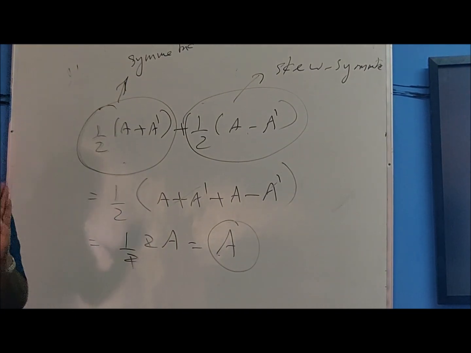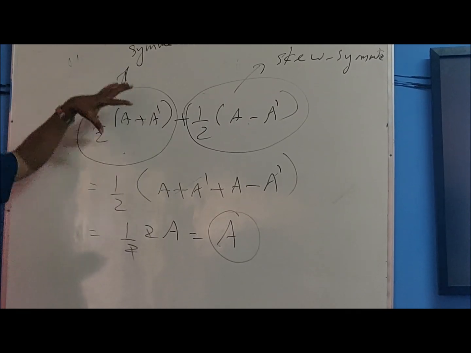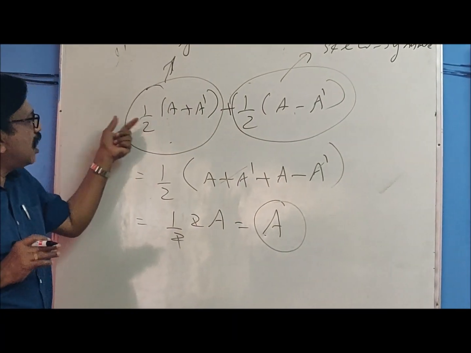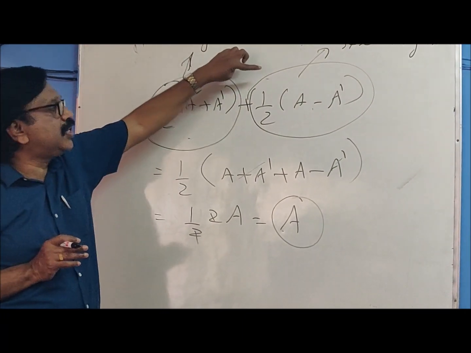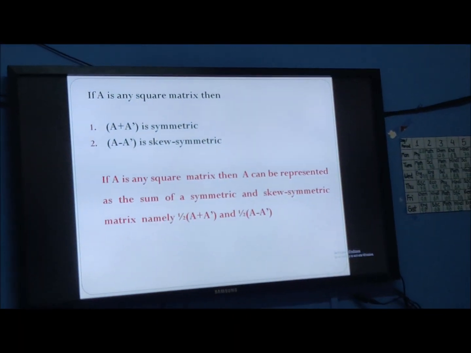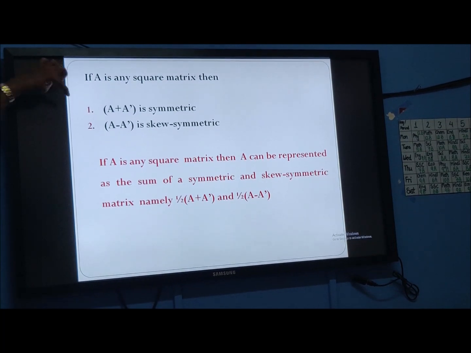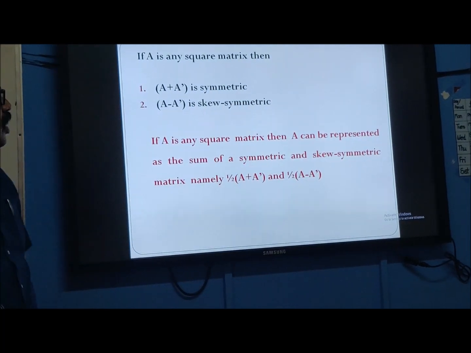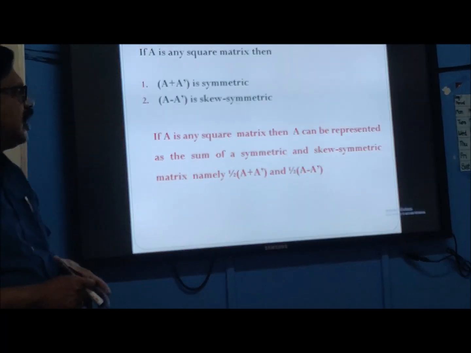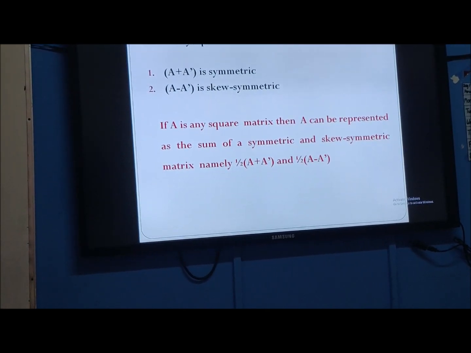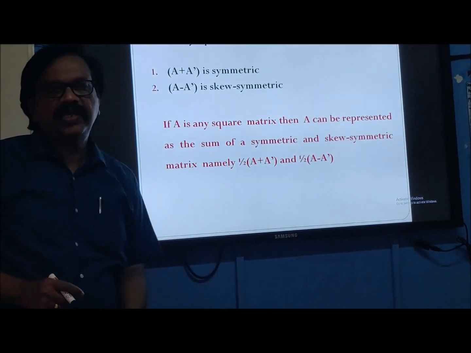Therefore, if A is any matrix, it can be represented as the sum of a symmetric matrix and a skew symmetric matrix. What is the symmetric matrix? That is half into A plus A transpose. What is the skew symmetric matrix? That is half into A minus A transpose. Here also we can see, if A is any matrix, then A plus A transpose is symmetric, and A minus A transpose is a skew symmetric matrix. Then, if A is any square matrix, A can be expressed as the sum of a symmetric and a skew symmetric matrix, namely half into A plus A transpose and half into A minus A transpose.